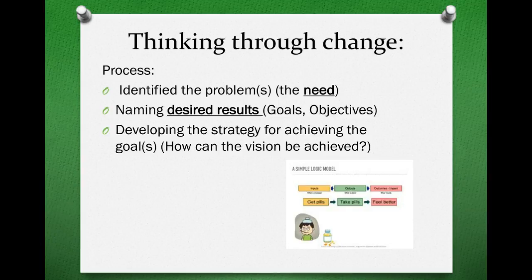The logic model helps to think through change. So it's the process of identifying the need. And if you look at the simple logic model in the lower right-hand corner, the need is to get pills because this individual is sick. What are the desired results? Well, we want to feel better. So what activity do we do? We take pills for the outcome to feel better. Very basic logic model, if you will.